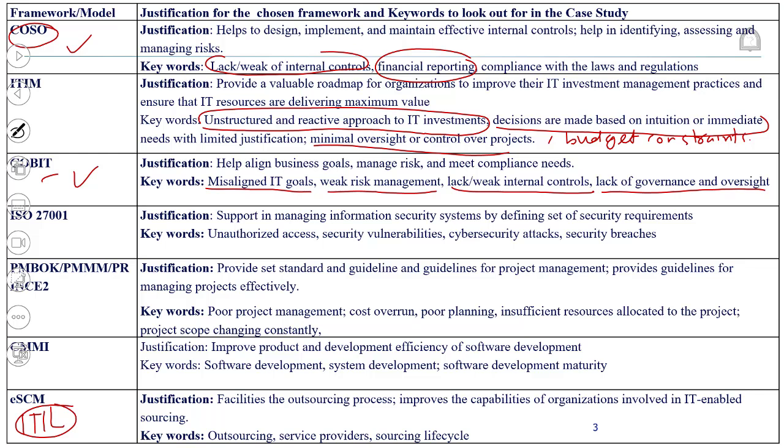Lack of governance and, for example, oversight. So you see those things, then think about COBIT. And what would be the justification? Base it on the case study, but generically you can say that it is to help align IT with the business goals, manage risk, and meet the compliance needs, because that's what COBIT is all about.